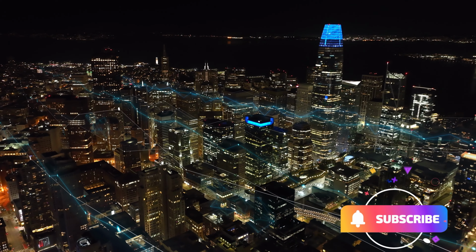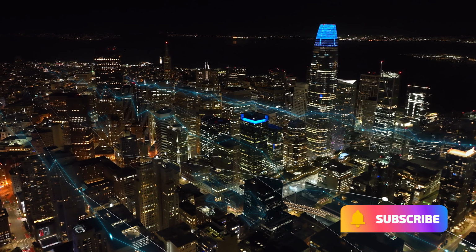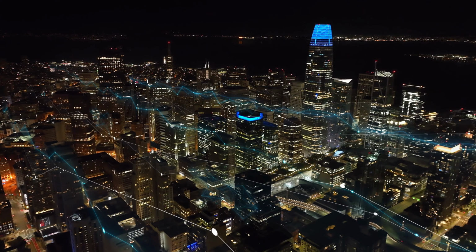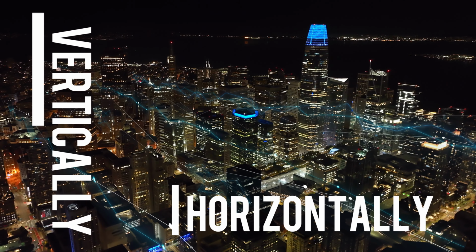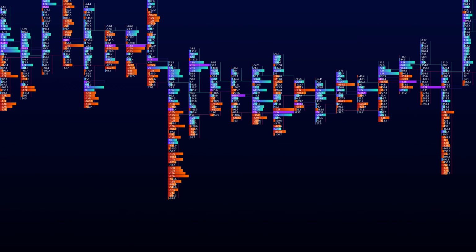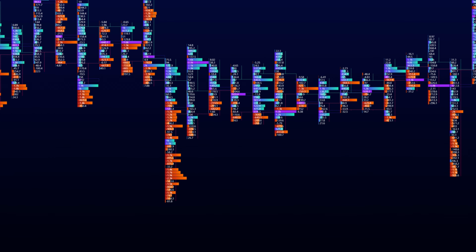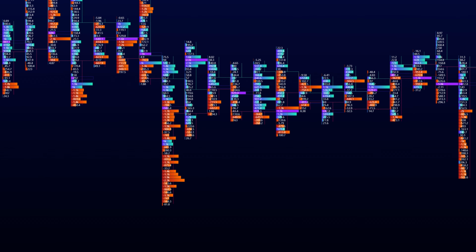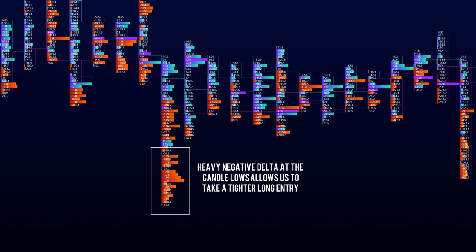In terms of how to analyze this data, generally speaking, it can be represented in two formats: horizontally and vertically. Horizontal delta is seen on footprint charts, where we see the delta occur in horizontal form, meaning at certain price points. This can be particularly useful when trying to snipe tight entries, but be aware that the use of footprints is better suited to scalpers.